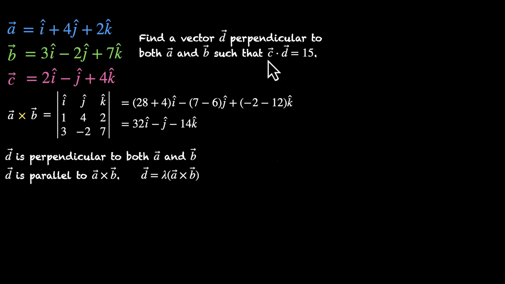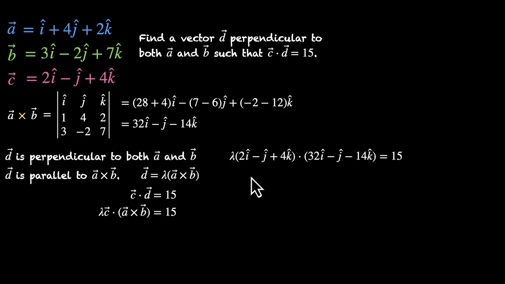The other thing that we know is c dot d is 15. Now we can use d from here. We can say that c dot d is 15. We can plug in d as lambda a cross b. So this is lambda taking out, c dot a cross b equals 15. Now we know a cross b and we know c. We can get the value of lambda from here. So let's do that. Lambda times c, which is 2i minus j plus 4k, dot a cross b, that's 32i minus j minus 14k, that should be equal to 15.